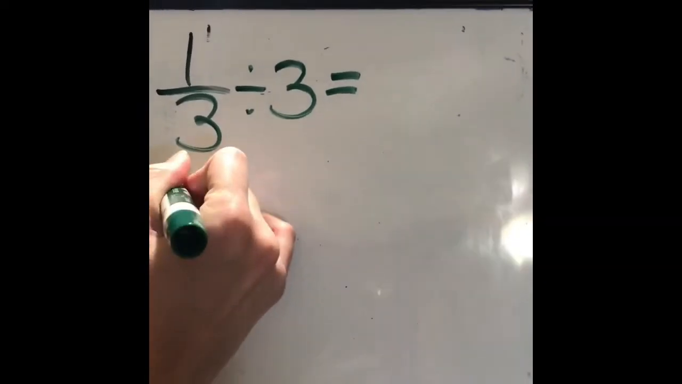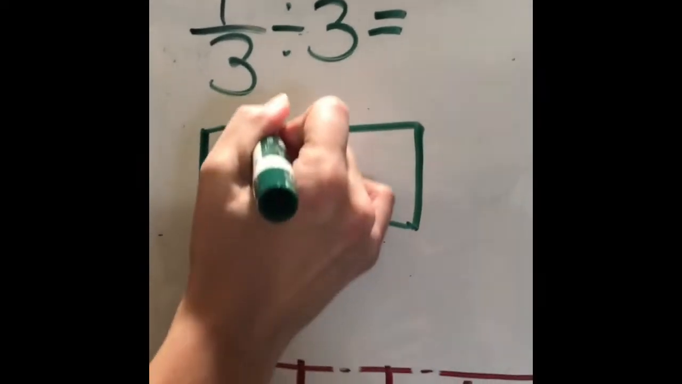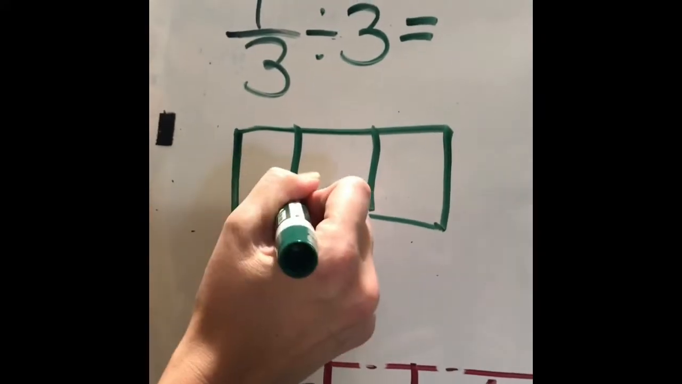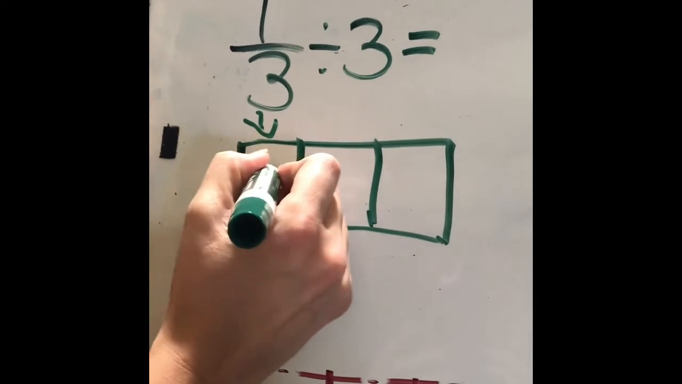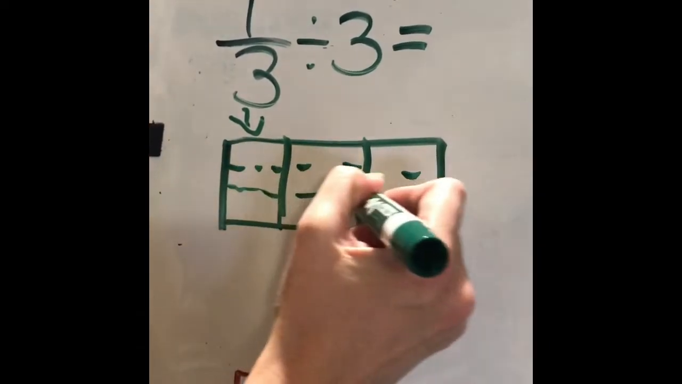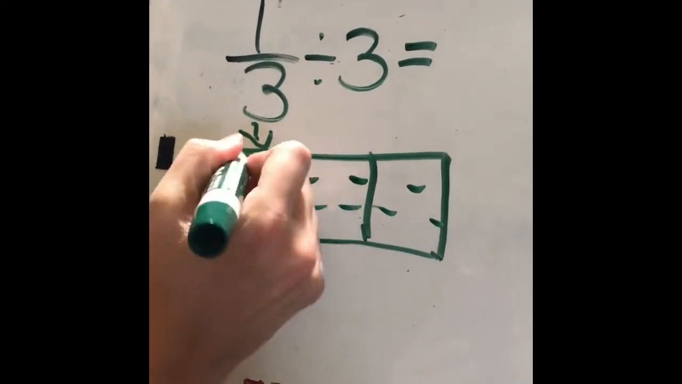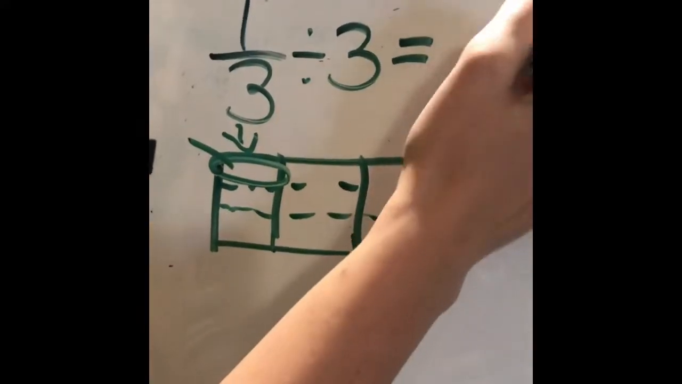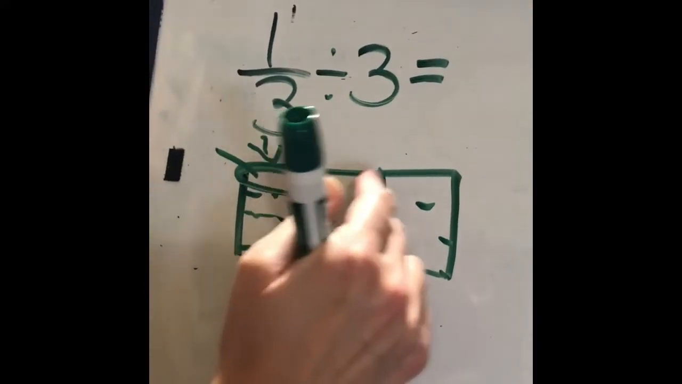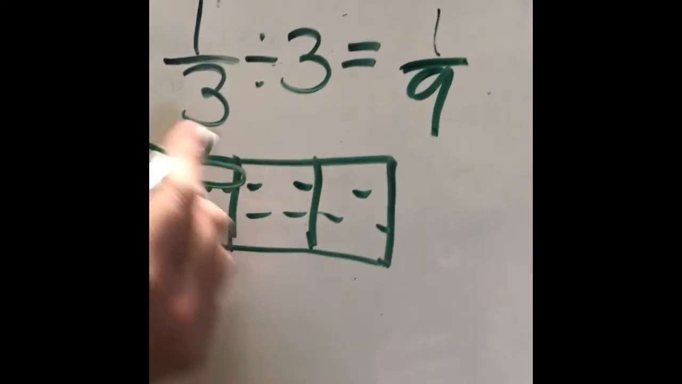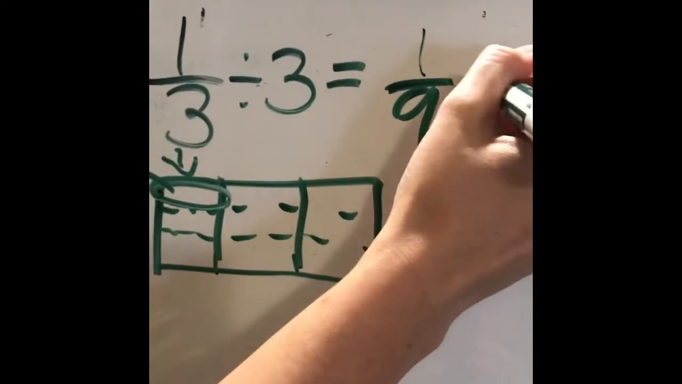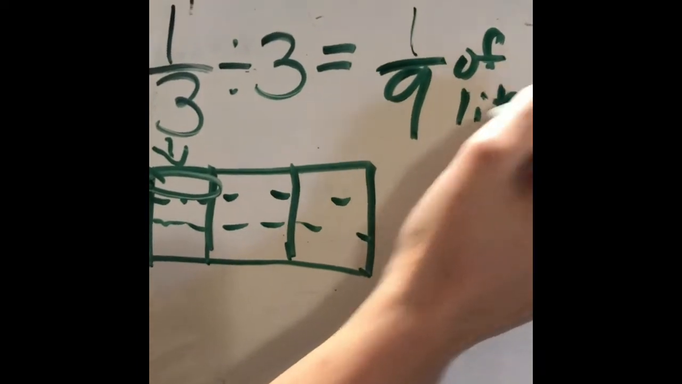If I were to show a model for that, I can divide it into thirds. And again, this portion is what I have, and then I'm going to divide it into 3 parts. So my answer is this piece right here, which would be 1 out of the 9 pieces. So each cup is going to get 1/9 of a liter of the Gatorade.